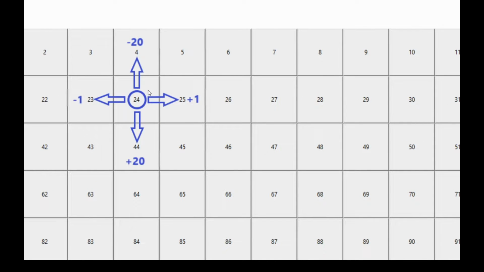For the relation function to work, we must first find the relation between a vertex and its adjacent vertices. Here we can see that 24 is adjacent to 4, 25, 44 and 23. We can reach 4 by decreasing 20 and reach 44 by increasing 20. And reach 25 by increasing 1 and reach 23 by decreasing 1. So this relation can be used to determine whether two vertices are adjacent or not.